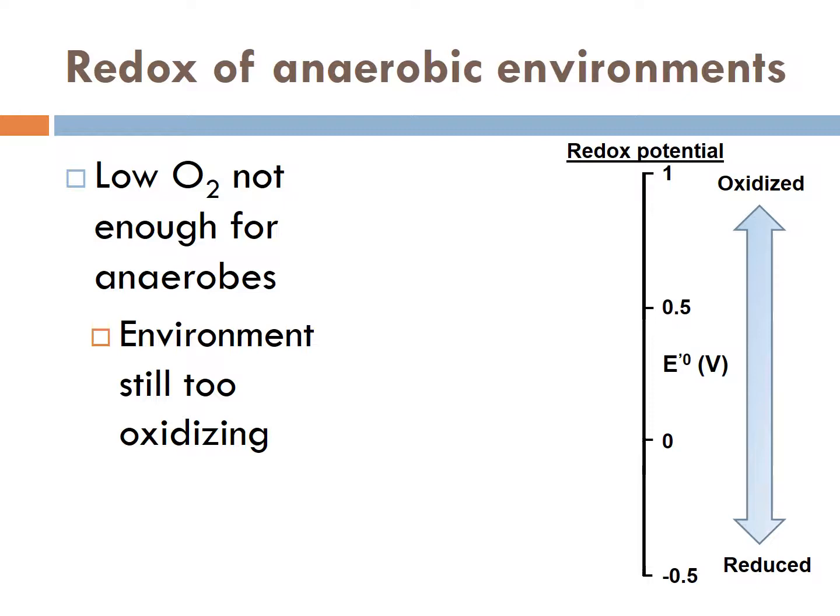Their environment is still too oxidizing, even without oxygen. And to understand that, we have to refer to the redox potential. You can recall the redox potential from your introductory chemistry classes. We have here on the right, redox potential, where higher values represent a more oxidized environment and lower values represent a more reduced environment. And we can see that water in equilibrium with the normal atmosphere of 0.21 bar oxygen has a pretty high redox potential. It's about 0.7.